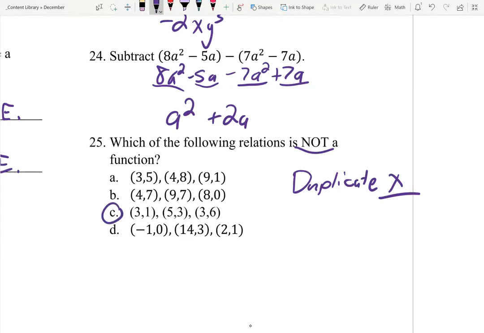And you can just double check the last one, -1, 14, and 2. They're all different. So it doesn't matter the y's, right? Like in B, you have 7s repeating, but that's okay. That doesn't really matter. It's the duplicate x's that are a no-go. That's what we're looking for. And that's what we see in answer choice C. So look for that on the test as well.